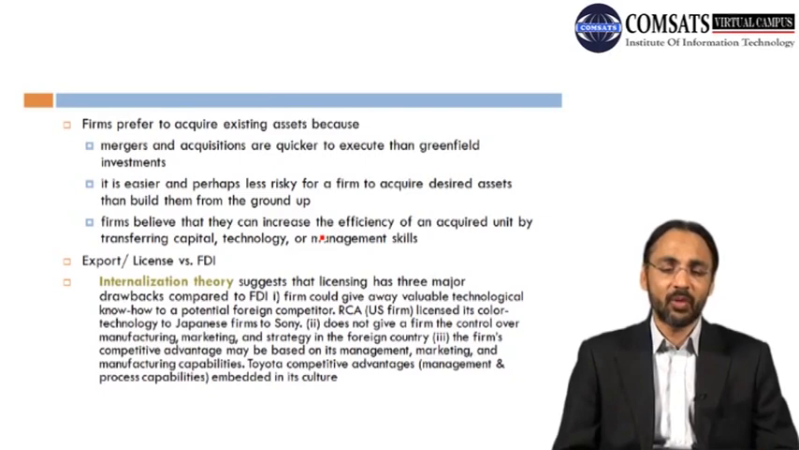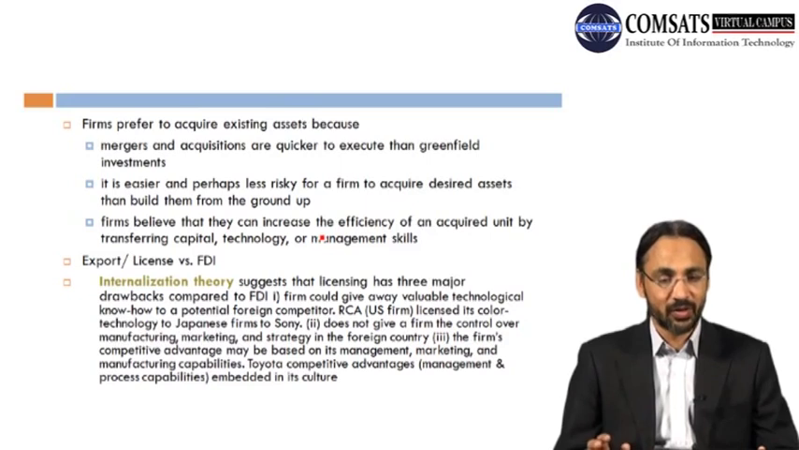Okay, firms prefer to acquire existing assets. Why do they prefer to acquire existing assets? They prefer to do mergers and acquisitions rather than greenfield investment, because mergers and acquisitions are quicker to execute than greenfield investment. Of course, there are fewer procedures involved in acquisitions and mergers compared to greenfield investment. It is easier and perhaps less risky for a firm to acquire desired assets than build them from the ground up.